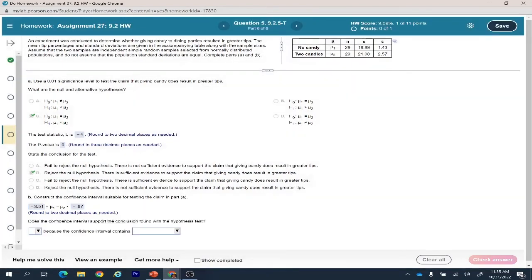So that's your confidence interval. As you can see here, because this confidence interval is always negative, that means mu2 is always greater than mu1. So does the confidence interval support the conclusion found with the hypothesis test? Yes, it supports it, because it says to reject the null hypothesis, because the confidence interval contains only negative values. If it's always negative, then mu1 minus mu2 is always less than 0. That is the claim we would like to check.